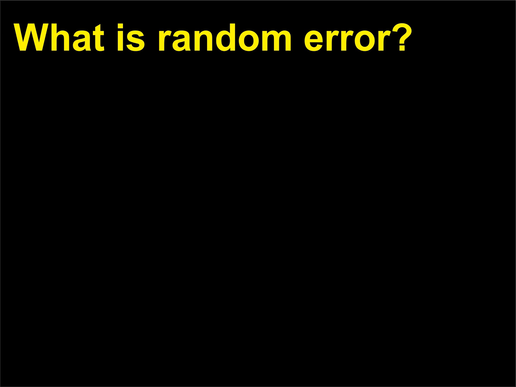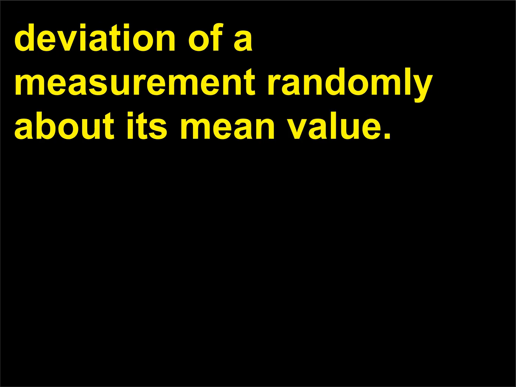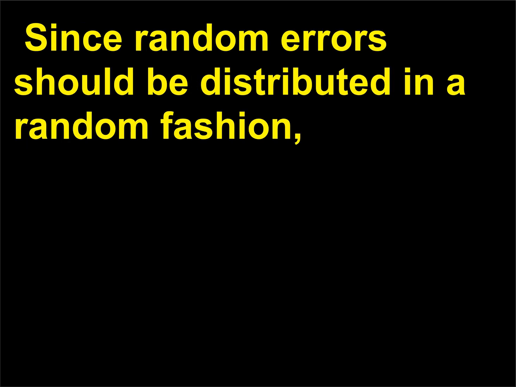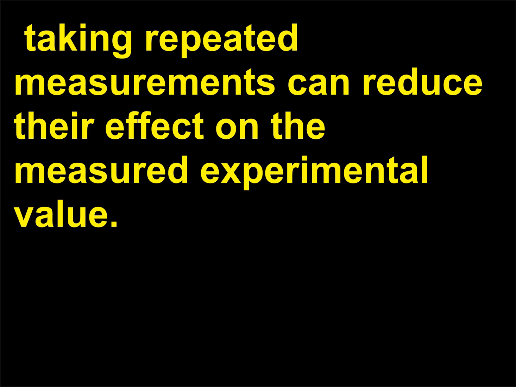What is random error? Random errors are variations that increase the standard deviation of a measurement randomly about its mean value. Since random errors should be distributed in a random fashion, both above and below the true value of the quantity being measured, taking repeated measurements can reduce their effect on the measured experimental value.